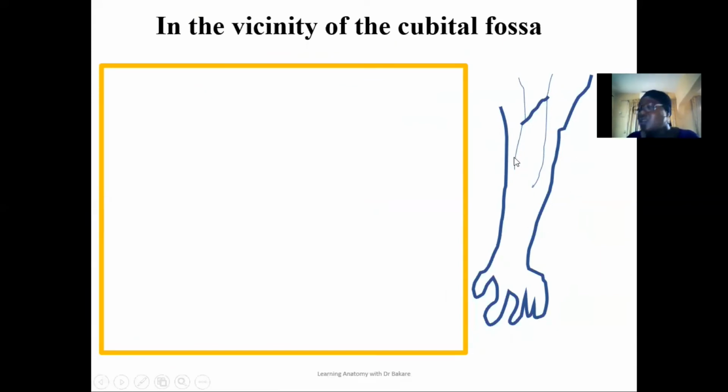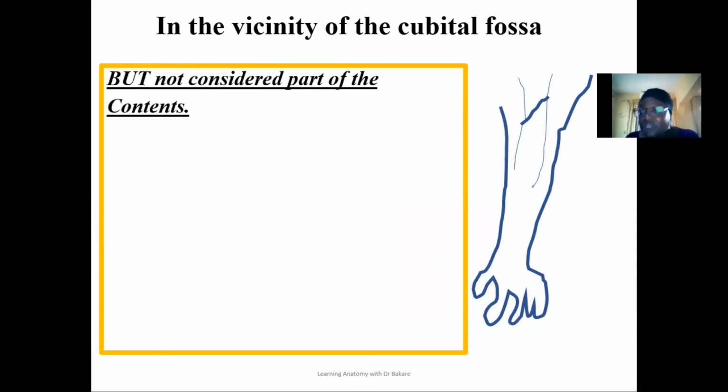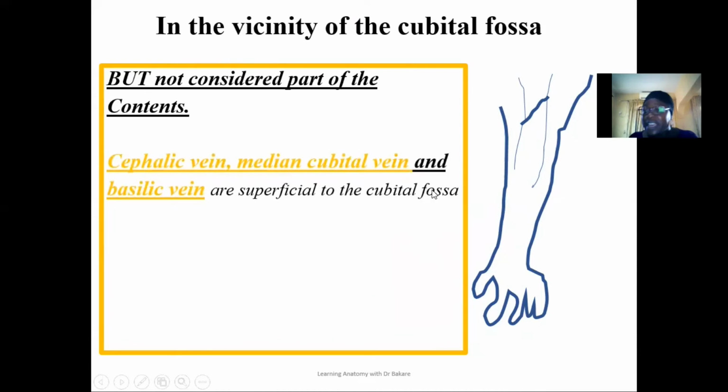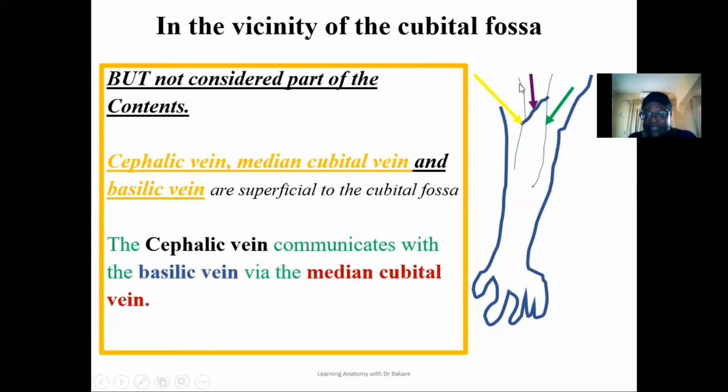In the vicinity of the cubital fossa, although not a content of the cubital fossa, we have the cephalic vein, the medial cubital vein, and also the basilic vein. These three veins are seen to be superficial to the cubital fossa. They do not form part of the content because they are not seen within the depression that is called the cubital fossa, but they are seen on the surface. This is the cephalic vein, and this is the medial cubital vein. Then we have the basilic vein. You can see these three veins form a kind of network around the superficial part of the cubital fossa. So we have the cephalic vein connecting with the basilic vein through the medial cubital vein.